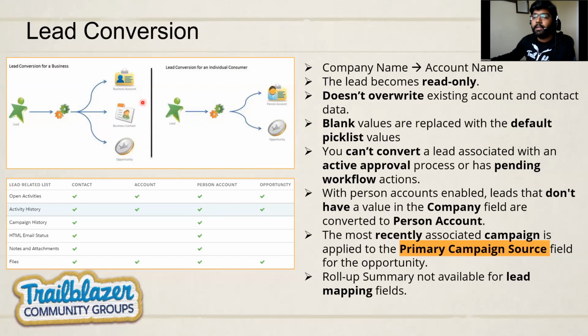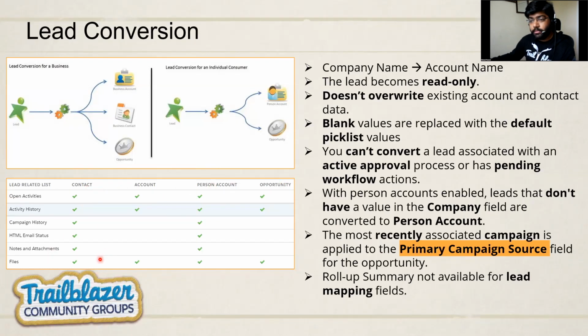Only the other fields like number, text, all that can be mapped to the relevant data types in account and contact. Also, when you do the lead conversion, all the related lists on the lead, you have open activities, activity history, which are the past activities, you have campaigns, you have email status, notes and attachments, which is no more. You will now only have files. All of these will also be transferred to the new account, contact, and opportunities.